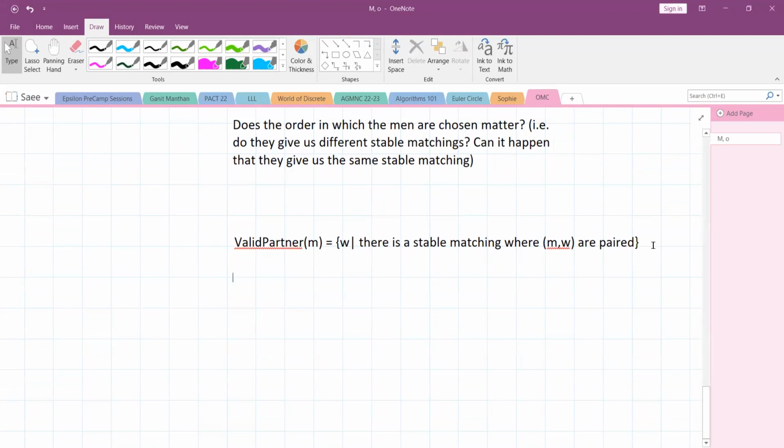Now, I'll ask you, this is again pretty intuitive. How will I define a best valid partner of a man? You can give it a shot. Yeah, it's exactly what it says.